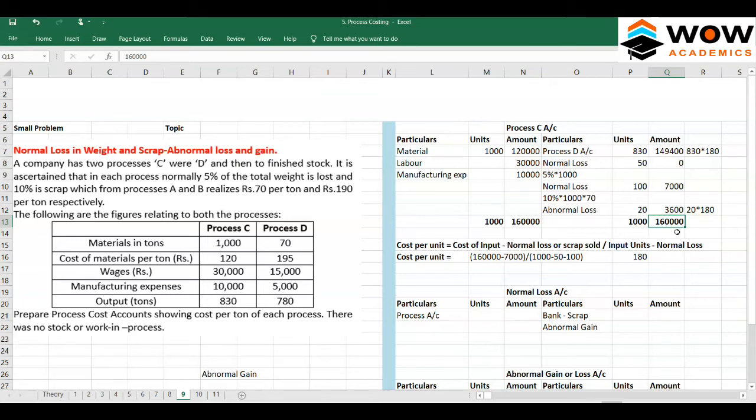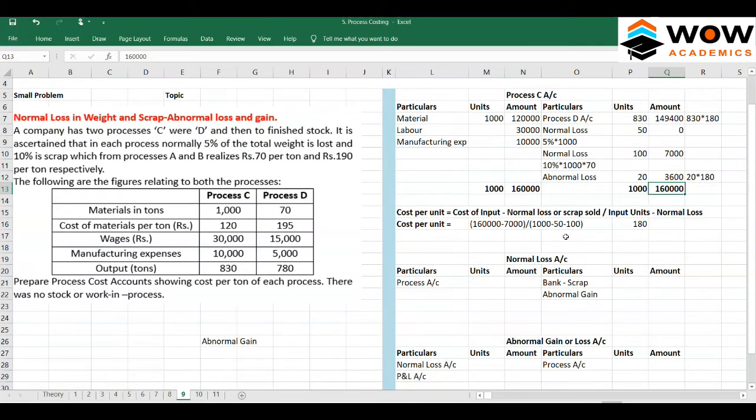What we could now do is transfer all these first to the normal loss account. So from process C, we'll transfer it to the normal loss account. This we could transfer. Shall we send it to bank? No, we don't need to send it to bank, we'll just wait. And there is an abnormal loss also here.